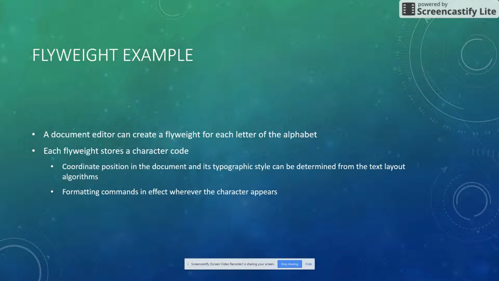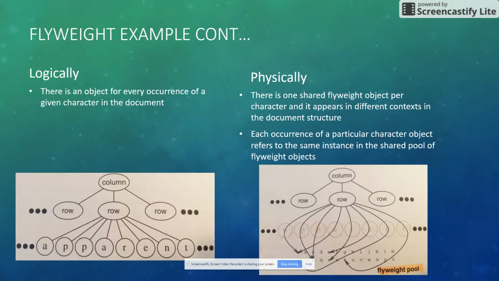For the example, a document editor can create a flyweight for each letter of the alphabet. Each flyweight stores a character code, so the coordinate position in the document and its typographic style can be determined from the text layout algorithms and the formatting commands in effect wherever the character appears.